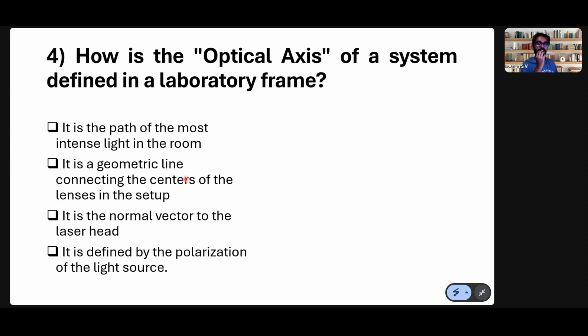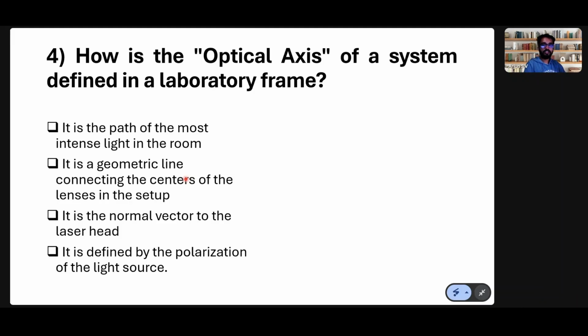So option 4, I think this is pretty simple. How is the optical axis of the system defined? What is basically the optical axis of the system? Is it the path of the most intense light in the room, the geometric line connecting the centers of the lenses in the setup, the normal vector to the laser head, or is it defined by the polarization of the light source?